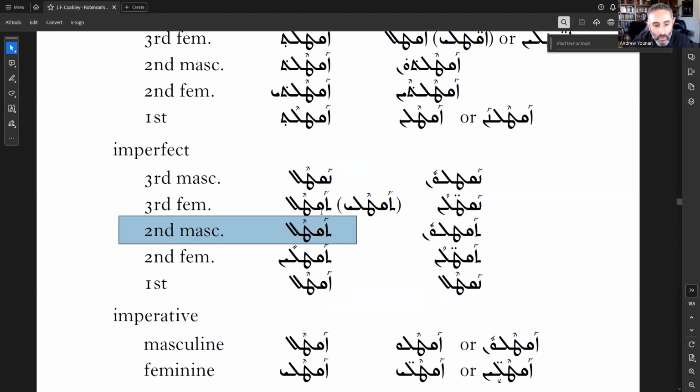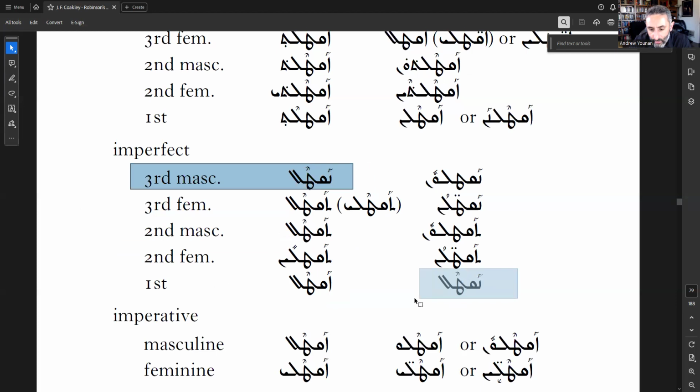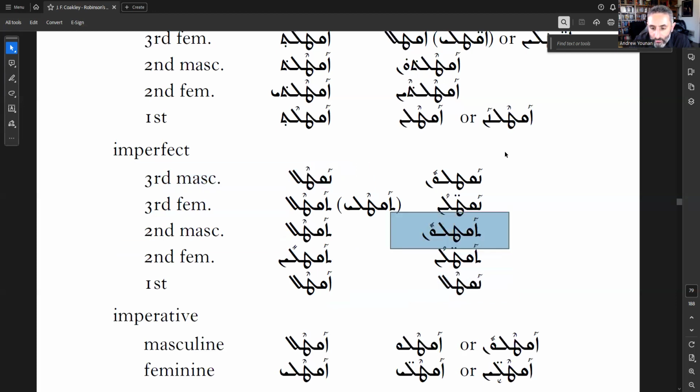Taqtil, you will cause to murder. Naqtil, he will cause to murder. Naqtil, we will cause to murder. Taqatlun, you plural. Naqatlun. Feminine has taqatlin, taqtil, taqatlan, naqatlan. So again, you can go and contrast this with the previous ones. Instead of naqtol, and instead of nqattil, it's naqtil.